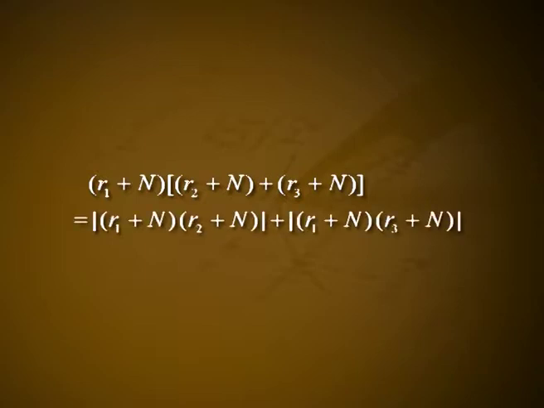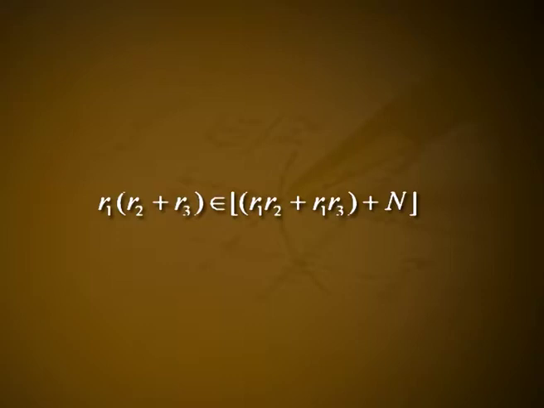For example, the left distributive law (r1 + N)((r2 + N) + (r3 + N)) = (r1 + N)(r2 + N) + (r1 + N)(r3 + N) follows when we choose r1, r2, r3 as representatives and observe that the required r1(r2 + r3) belongs to r1r2 + r1r3 + N is true, since r1(r2 + r3) = r1r2 + r1r3 by the left distributive law in R. The other distributive law and the associative law for multiplication follow similarly.